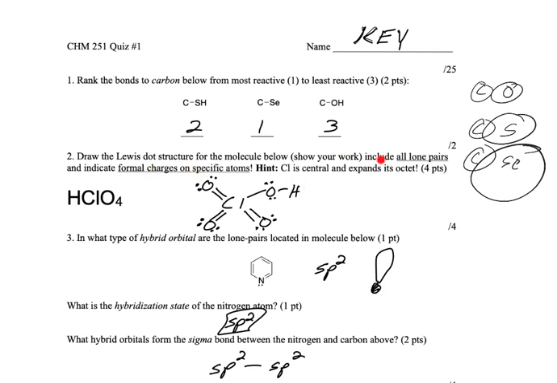This one, Lewis dot structure, including all lone pairs and formal charges. Hint: chlorine is central and expands its octet. That was a big hint. So you put chlorine in the middle and put the oxygens all around it. Hydrogens usually are not bonded to the central atom, so they'll be bonded outside. You have the OH out here, and to make sure there's no formal charges, all these oxygens had to have two bonds. And I said chlorine is central but expands its octet, so it doesn't have any formal charges. So this is the final structure.